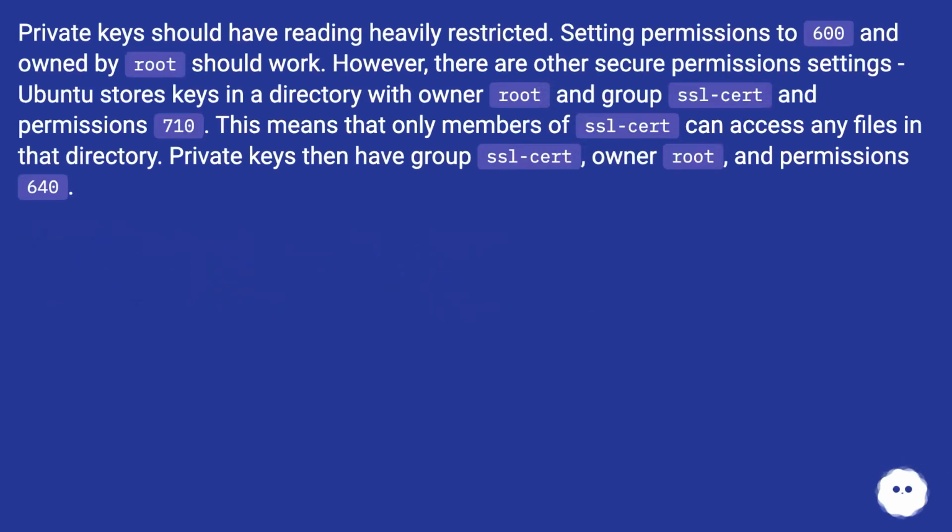Private keys should have reading heavily restricted. Setting permissions to 600 and owned by root should work. However, there are other secure permission settings.